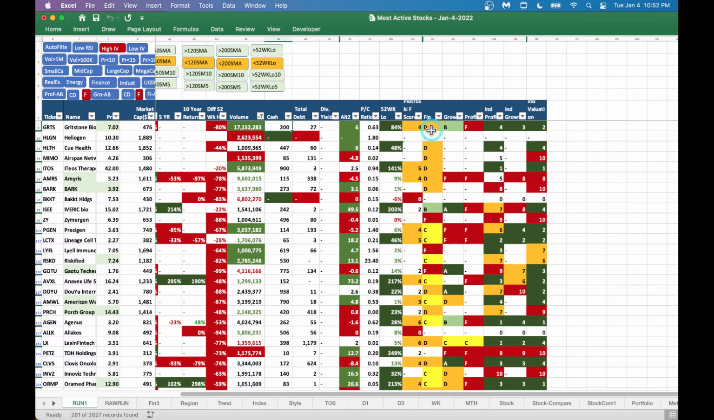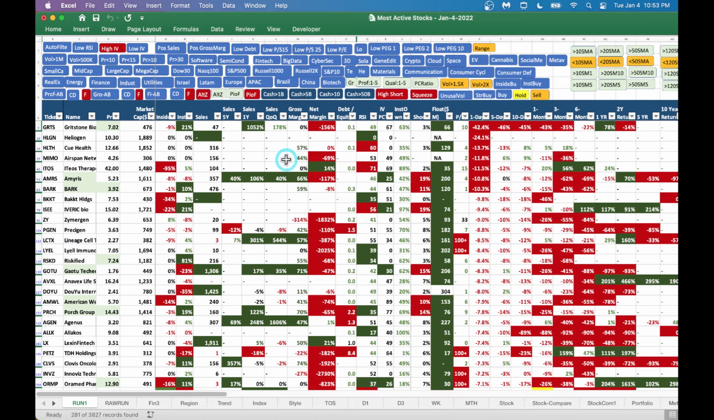from a financial perspective, they get a D here. Growth is B. Profitability is F given they're not making money yet, but overall they get a pretty good grade here. Valuation is 2 because the rank is 2, which is not too bad at all. In the biotech industry, their valuation is not too bad.